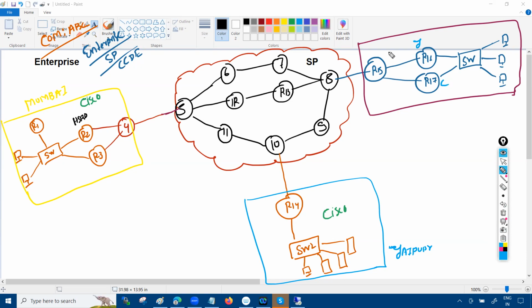So in that case, you cannot go with the HSRP protocol, right? You have to go with the VRRP protocol. So we are running VRRP between R16 and R17 so that we'll make high availability over there.